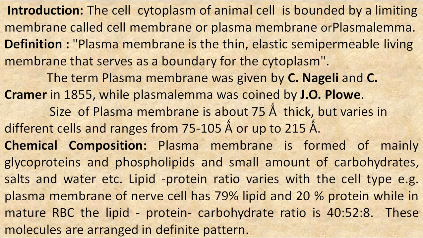Now let us see the chemical composition of plasma membrane in short. Plasma membrane is formed mainly of proteins and phospholipids and a small amount of carbohydrates, salts and water, etc. The lipid-protein ratio varies with the cell type. For example, the plasma membrane of a nerve cell has 79% lipid and 20% protein, while in a mature RBC, the lipid-protein-carbohydrate ratio is 40:52:8. These molecules are arranged in a definite pattern.